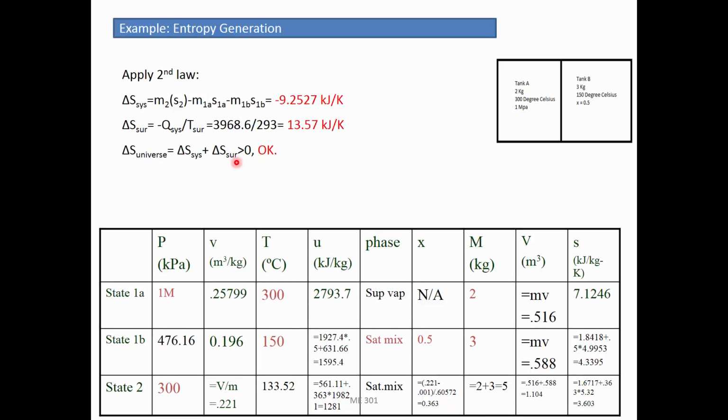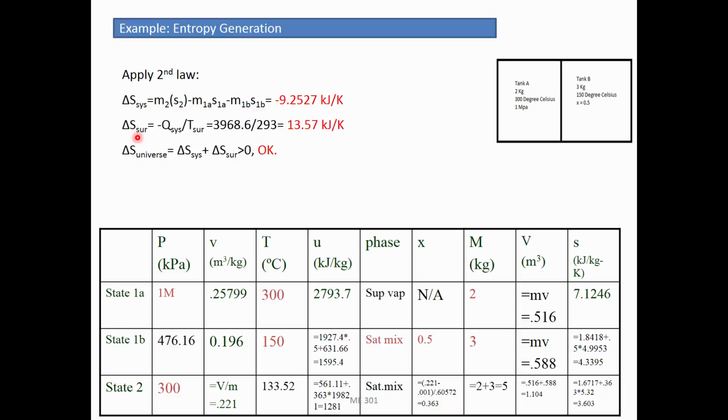Let's now apply the second law. We can very simply find the change of entropy of the system by subtracting the entropies of the initial and the final states from each other.